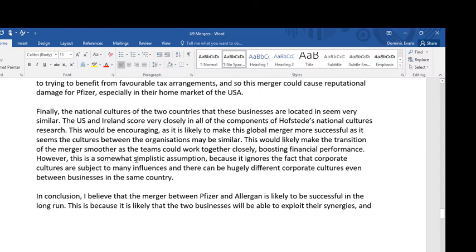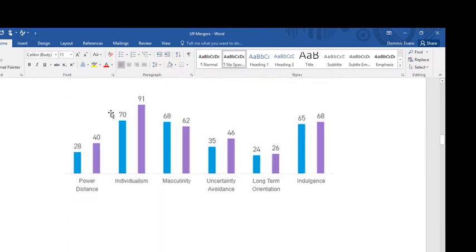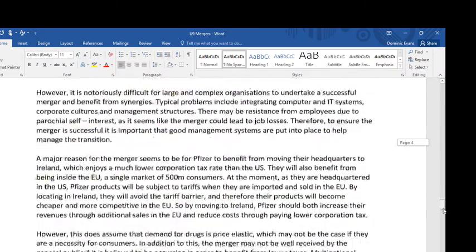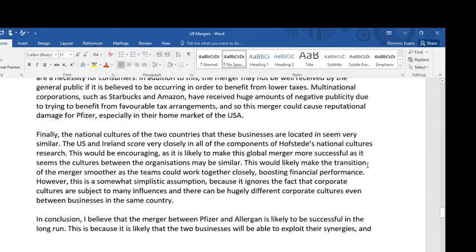However, this is a somewhat simplistic assumption because it ignores the fact that corporate cultures are subject to many influences, and there can be hugely different corporate cultures even between businesses in the same country. So I'm trying to present an argument that because of this data that Hofstede has collected on Ireland and the USA, maybe the cultures between the two organisations will be quite similar. Culture is often a big stumbling block in mergers, but I've evaluated that by saying actually corporate cultures are different even within different national cultures.